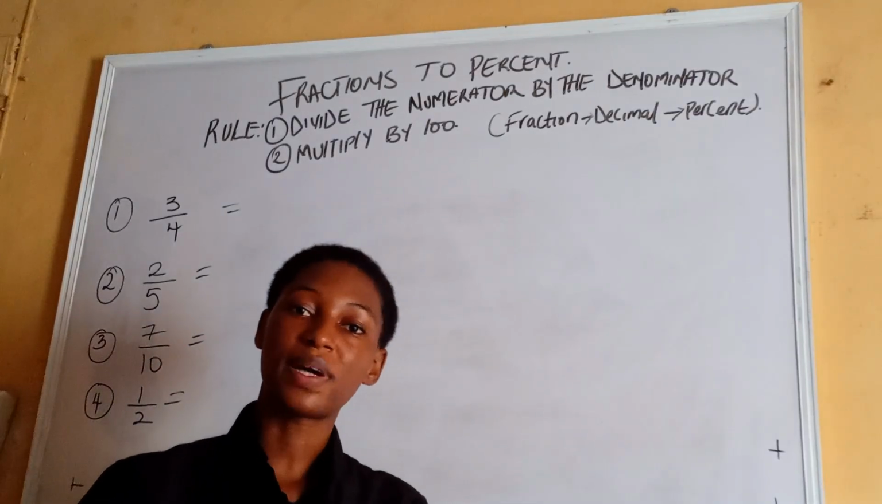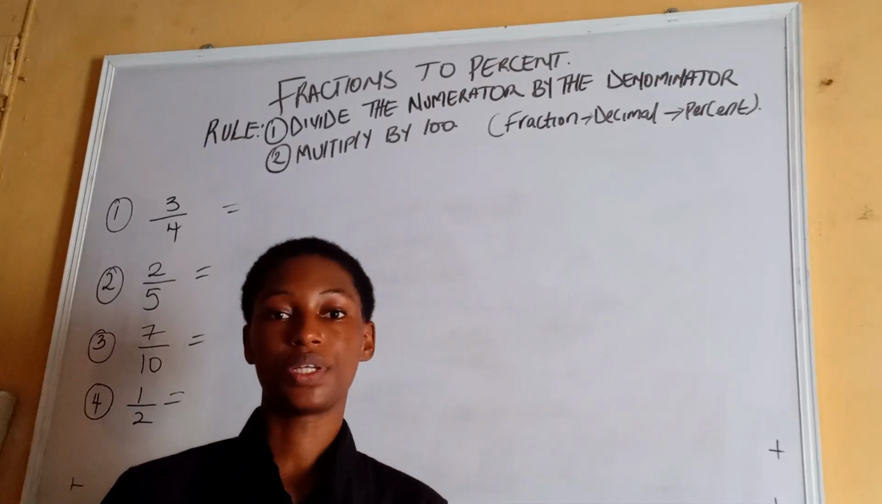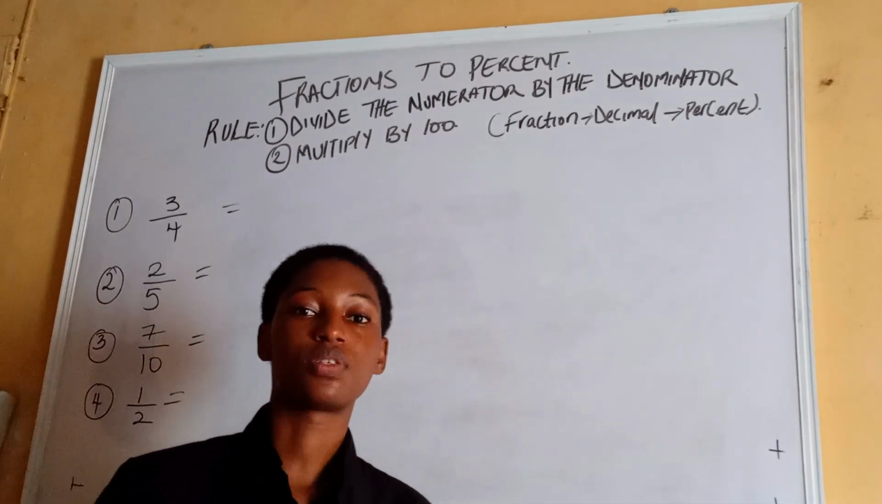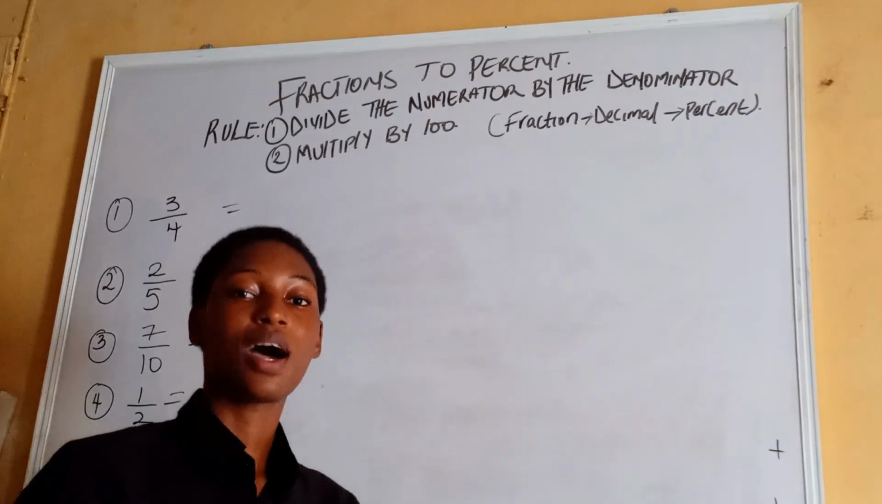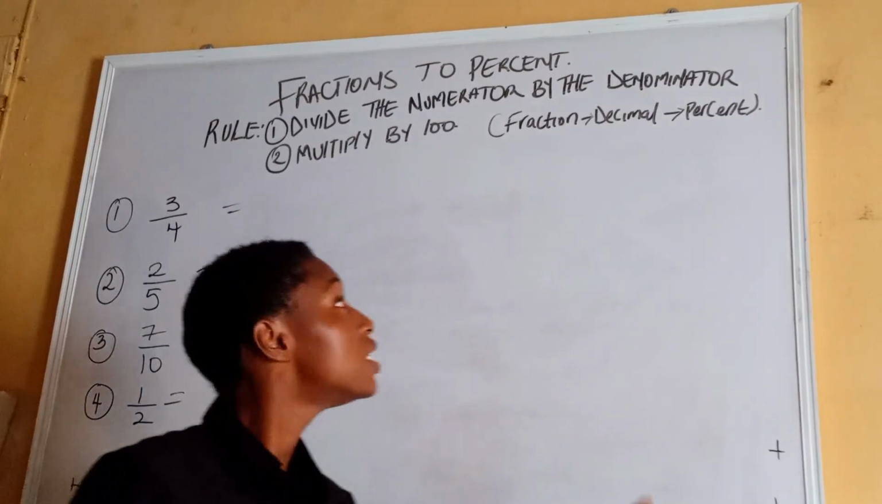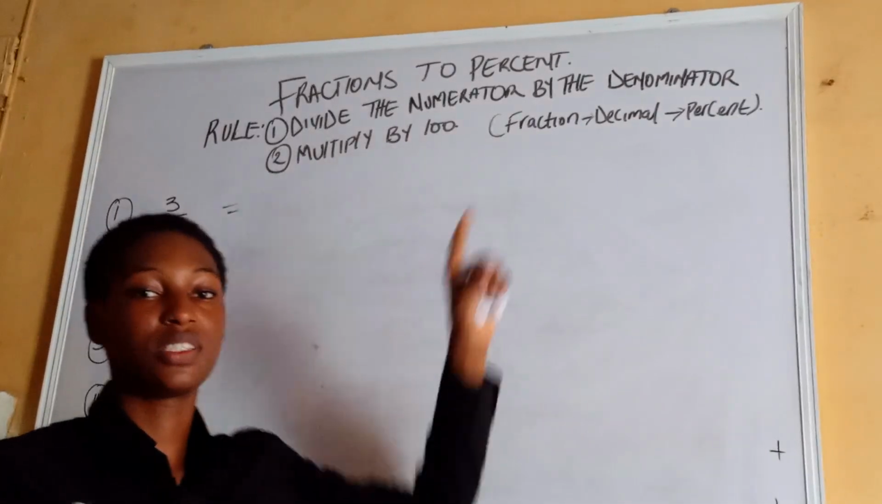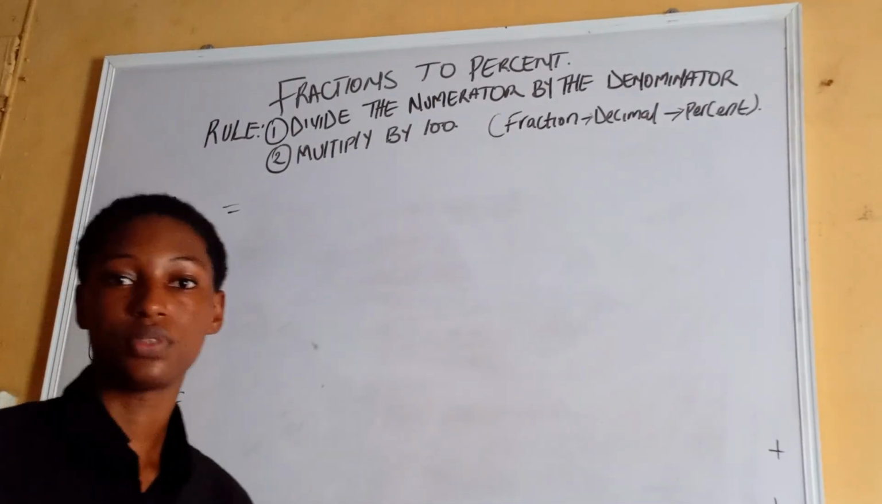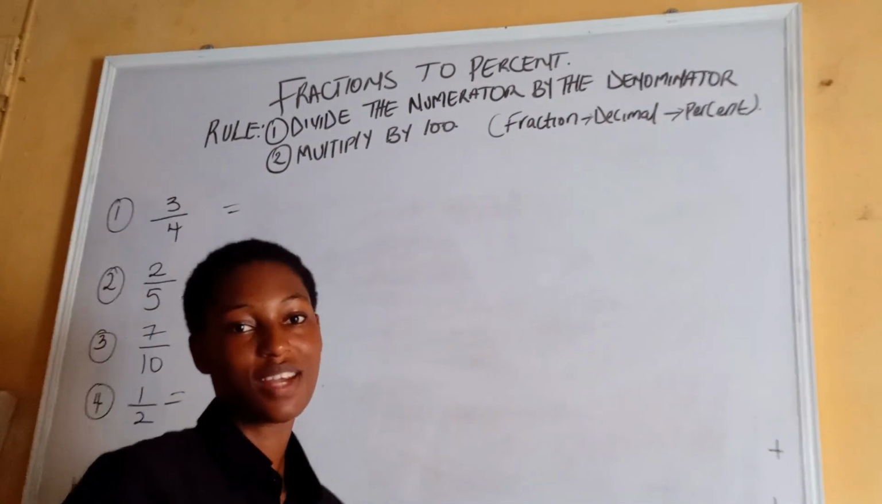Now, you already know that percentage means out of 100. So what we are going to do with the fractions is just to make them numbers out of 100. The first rule is to divide the numerator by the denominator and then you multiply by 100. It's as simple as that. Let's get right into it.